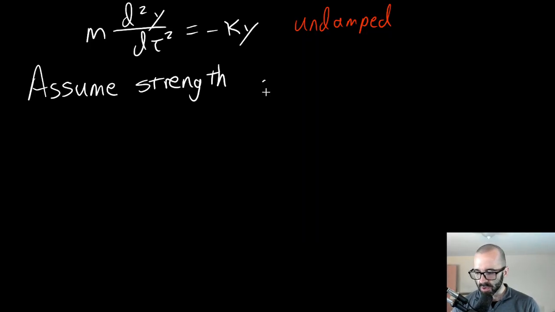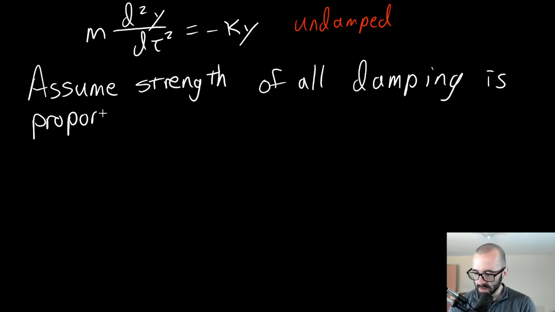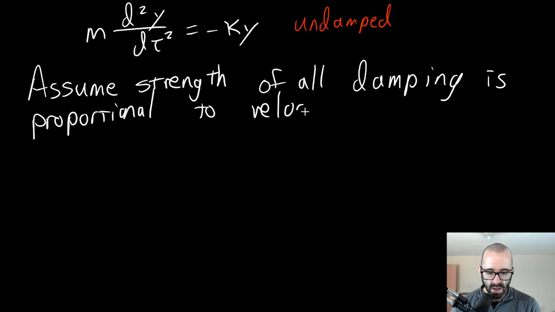So we're going to assume that the strength of all damping, and that might include friction, it might include air resistance, it might include other factors as well. We're going to assume that strength is proportional to the velocity. The more movement in the system, the more damping is going to happen. The more movement, the more friction is another way you can think about this. All right, so that's what we're going to start.